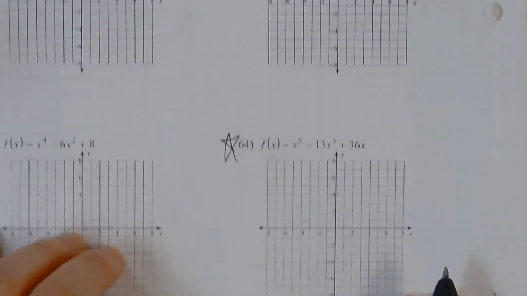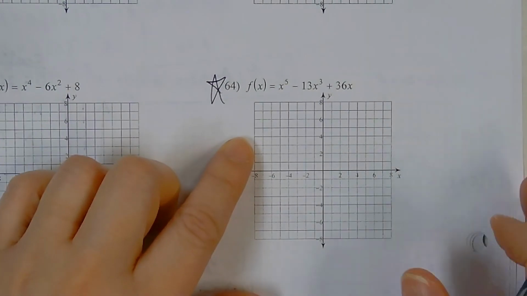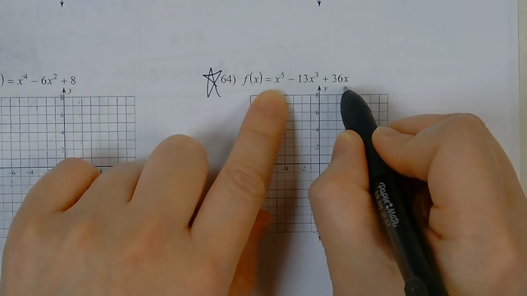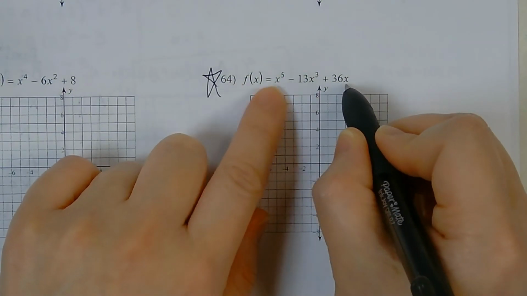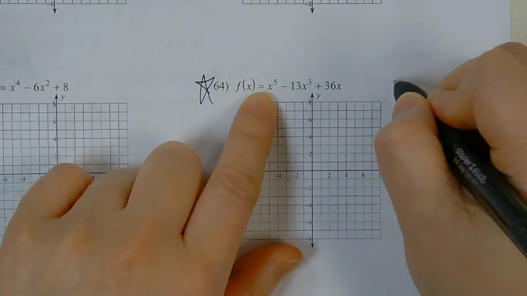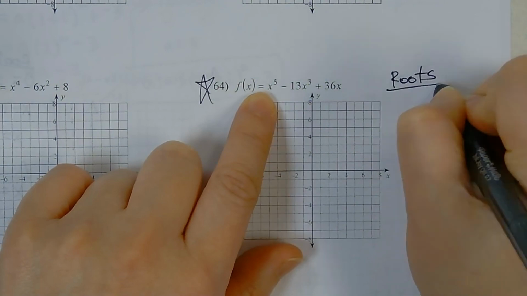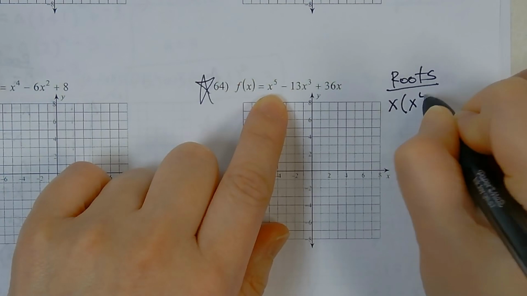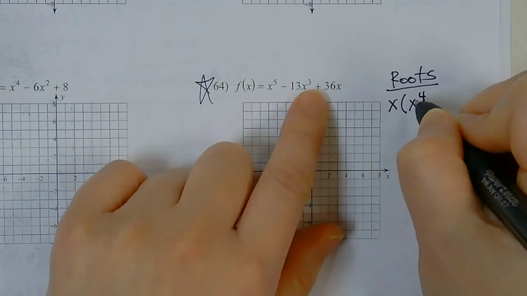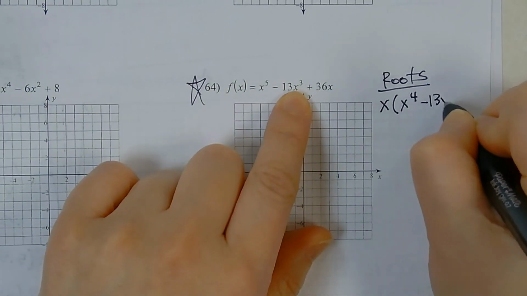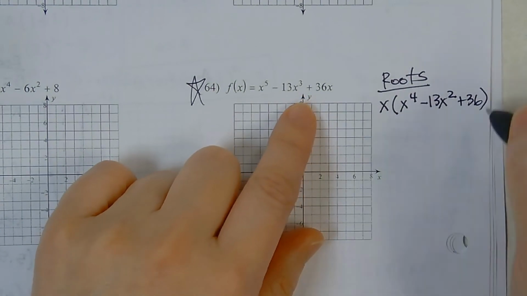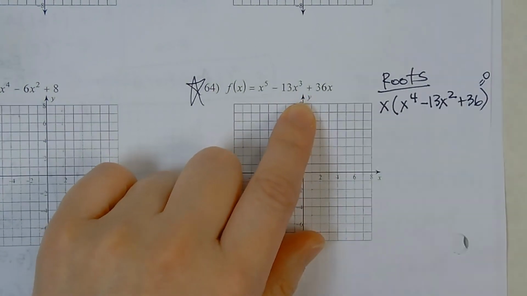All right, and then 64. Let's see here. I know it's a trinomial, but this one has an x back here, and this one has no coefficient. So for the roots, I know I can factor out an x, and I get x to the 4th, right? If I pull out one x, I get x to the 4th minus 13x squared plus 36, right? Remember, this is equal to 0 because we're finding the roots.